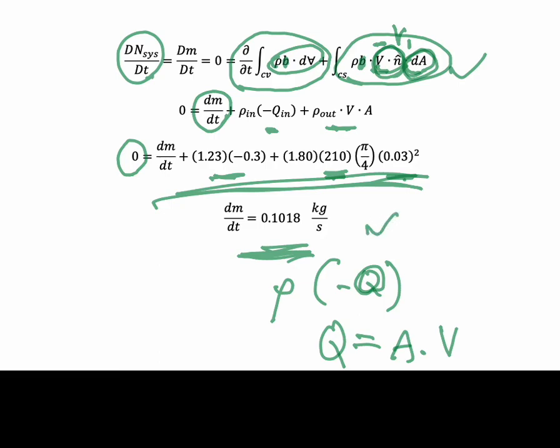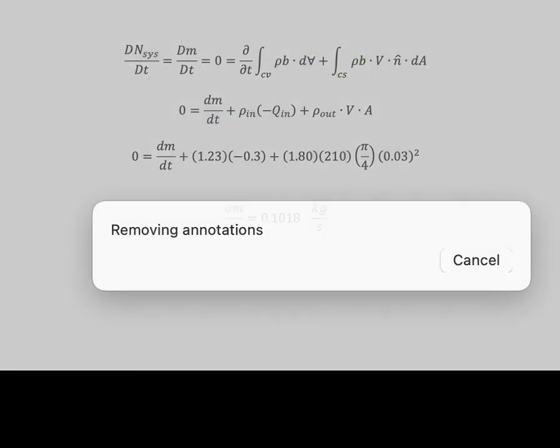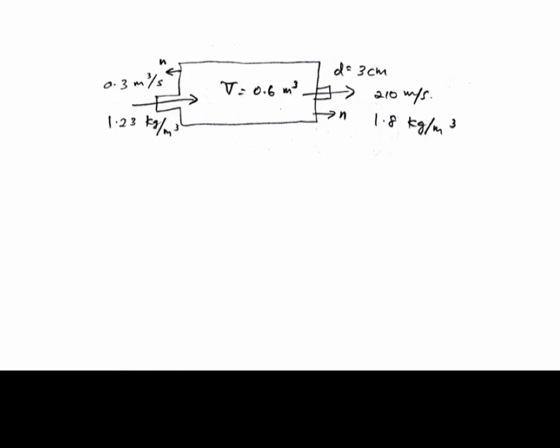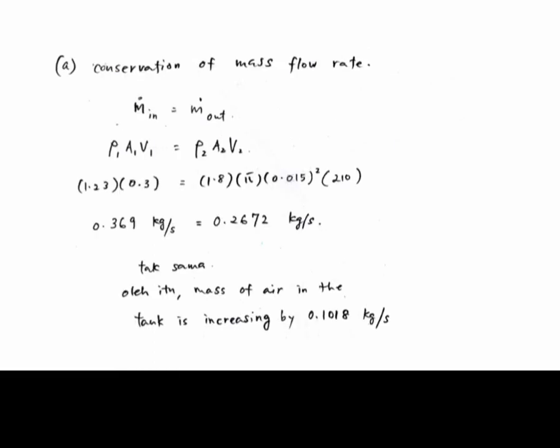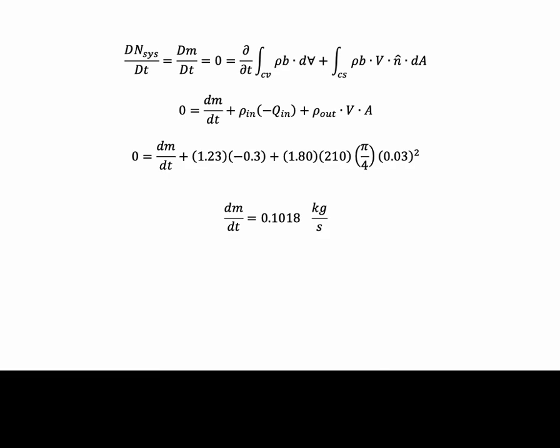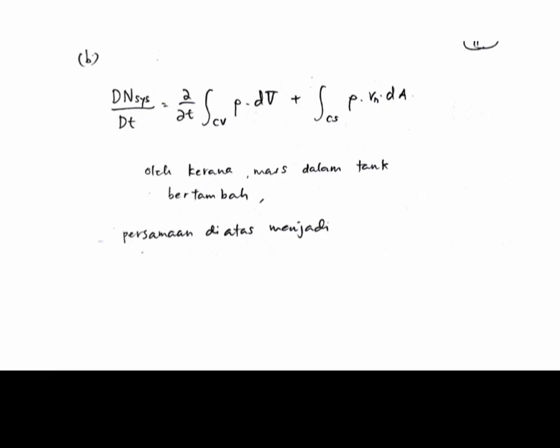So there is an increment of mass inside the tank. These two solutions are just to give you an idea. Sometimes you can solve a problem straightforwardly by using the continuity equation that we learned in the previous chapter. But if you want to use the Reynolds transport theorem, you still get the same value here. And then we go for part B, and we can simplify.